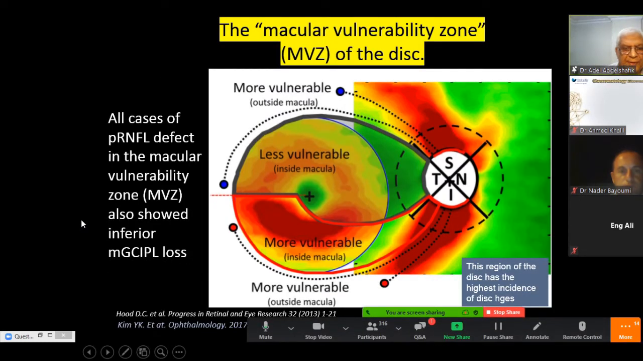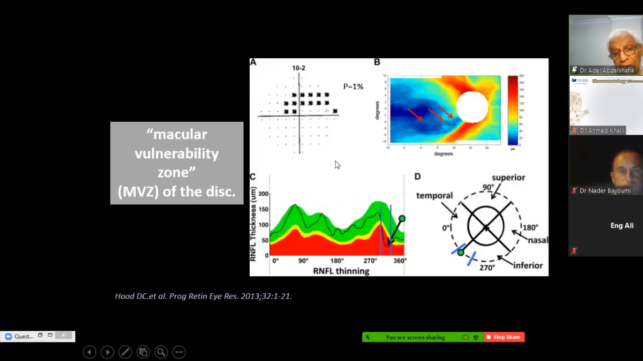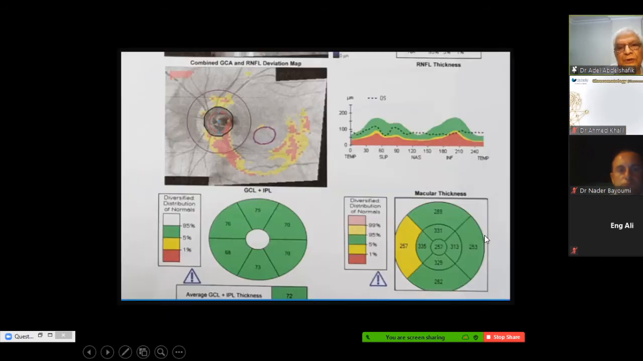Further, the group published again in 2017, and they showed that all cases with affection in this area of the papillary nerve fiber layer were associated with changes here in the macula. On the OCT, you can check it here. This is the area to check for that location, or in the map you can find it here. Again, if you have changes in the macula going along with the changes around the nerve, then you are more certain of the diagnosis.